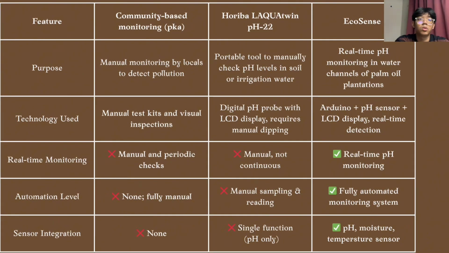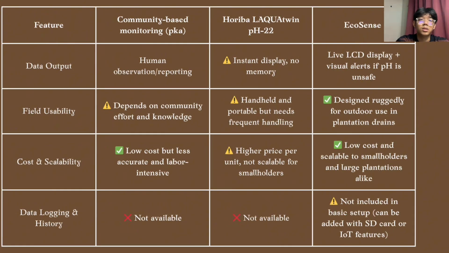To ensure our solution fills the right gaps, we analyzed a few existing approaches and tools currently used for monitoring environmental conditions in agriculture. First, we have community-based monitoring. This method involves local volunteers using basic test kits to visually assess water quality. While it's low cost and accessible, it's manual and labor intensive, data collection is infrequent and inconsistent, and it relies heavily on the observer's judgment. There's no automation, no continuous tracking, and no historical data storage.